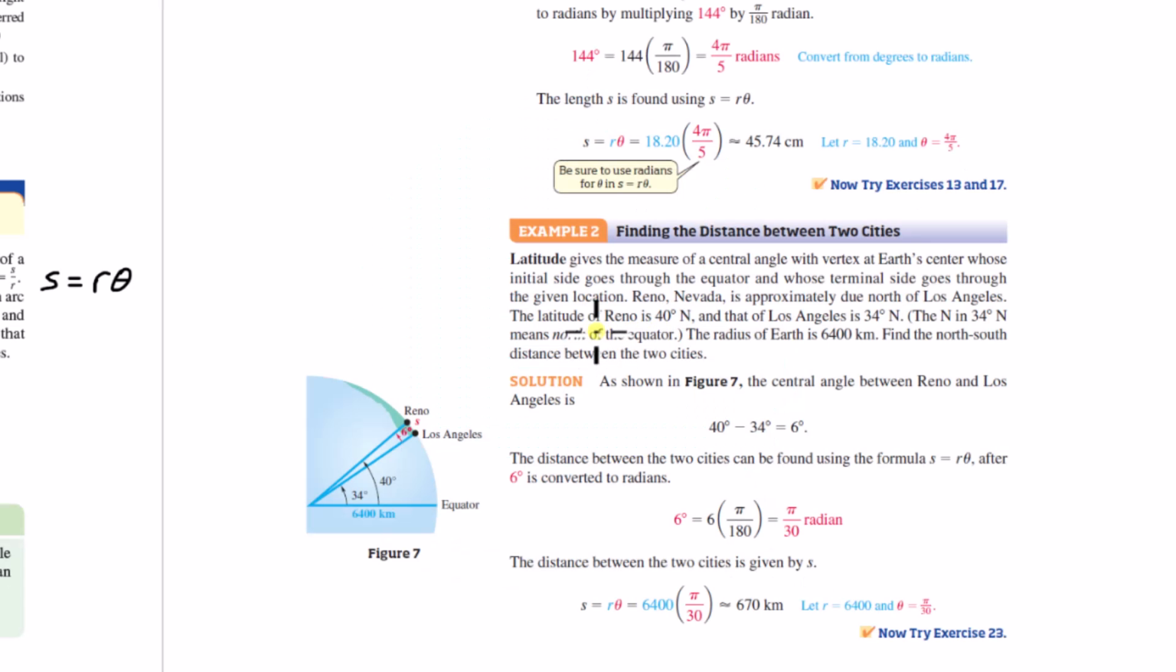Okay, so they're saying that the latitude of Reno is 40 degrees north, and that of Los Angeles is 34 degrees north of the equator. We're talking about, they're specifying latitude lines. The radius of the Earth is 6,400 kilometers. Find the north-south distance between the two cities.